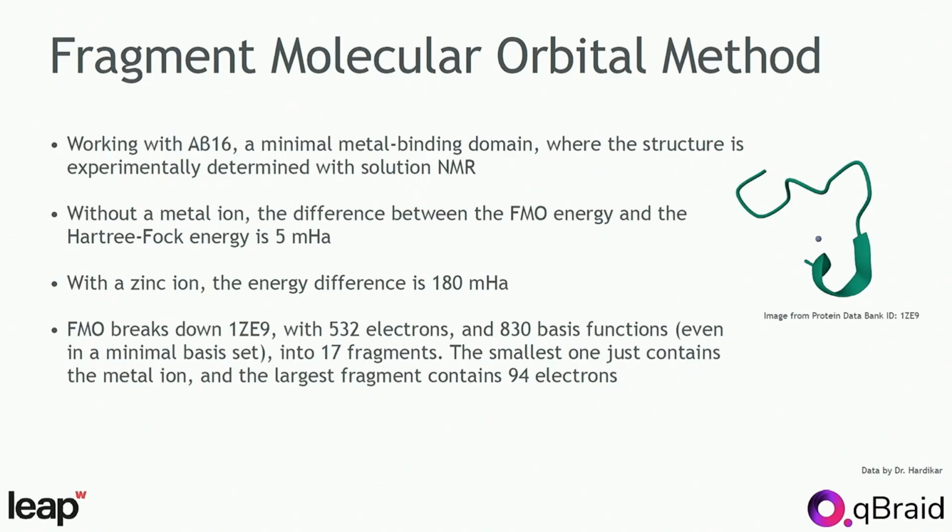So we work with that, and using FMO, we split that up into 17 fragments. The smallest fragment is just a metal ion in the center. That could be zinc, that could be copper, that could be iron. And the largest fragment contains 94 electrons. We get some pretty good results with FMO, and we pass these fragments further down the pipeline.